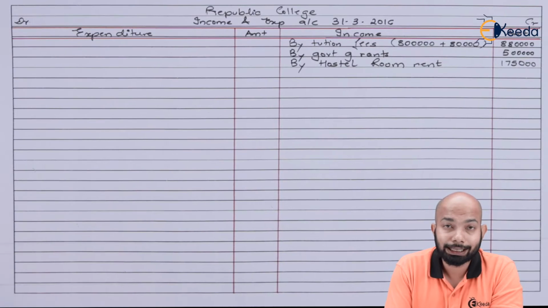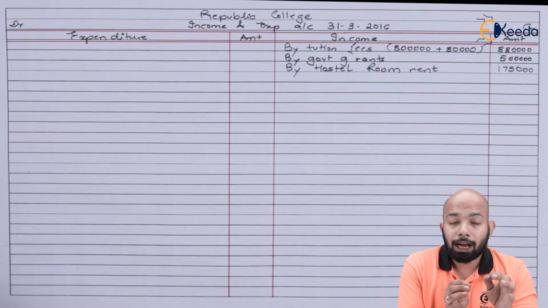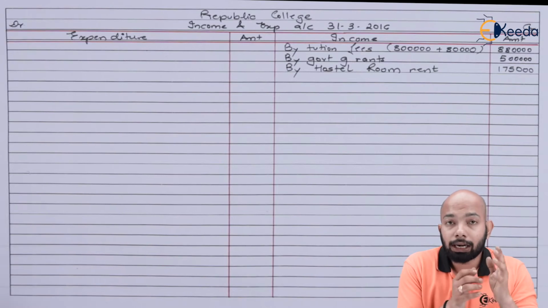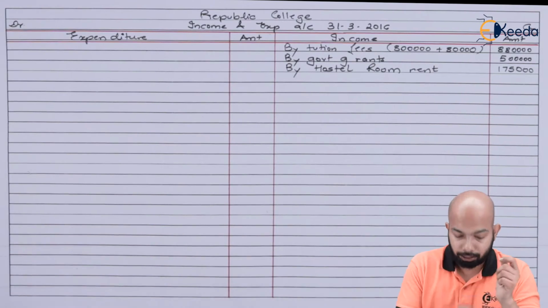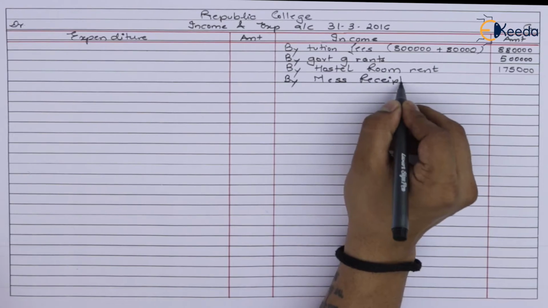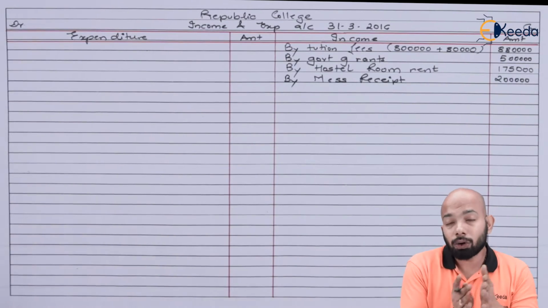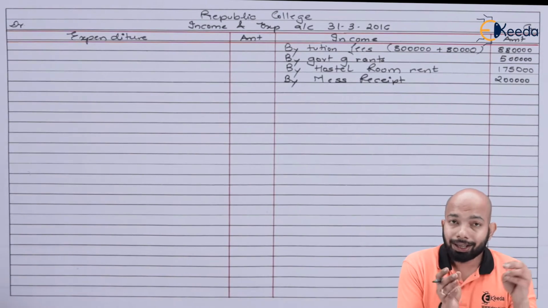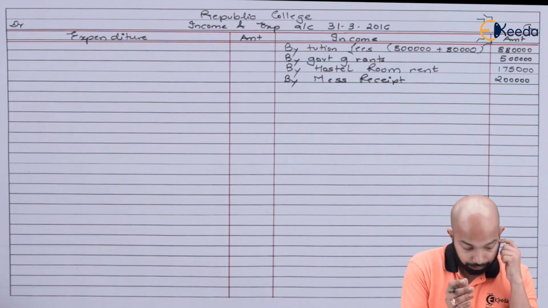Let's mention the next income. Now the next income that will be mentioned here is the mess received. So we're considering all the items that are only of revenue nature. Rest everything will be part of balance sheet here.